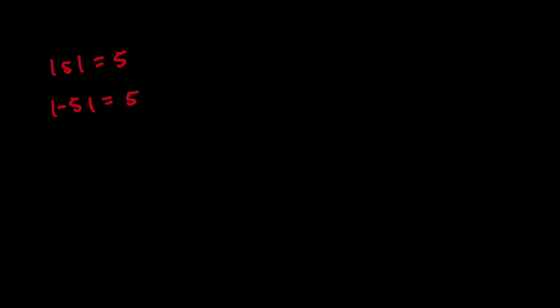The best way to look at absolute values is the number of units from 0. 5 is 5 units from 0. And then minus 5, on the other hand, is 5 units from 0 as well. The best way to look at absolute values is the distance or the number of units from 0. So that is absolute values.